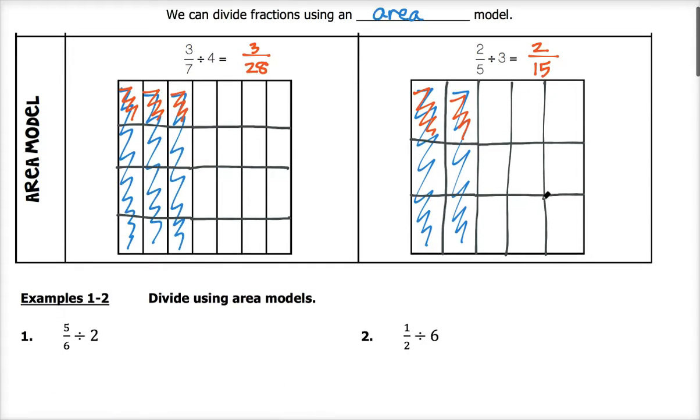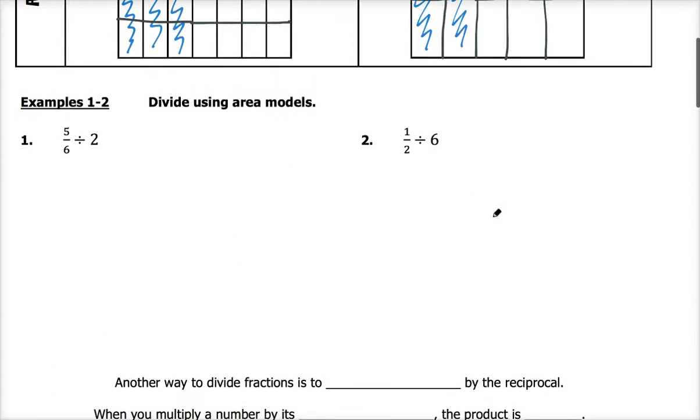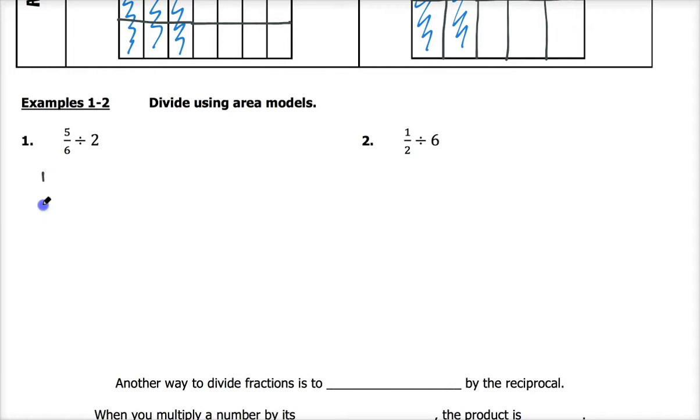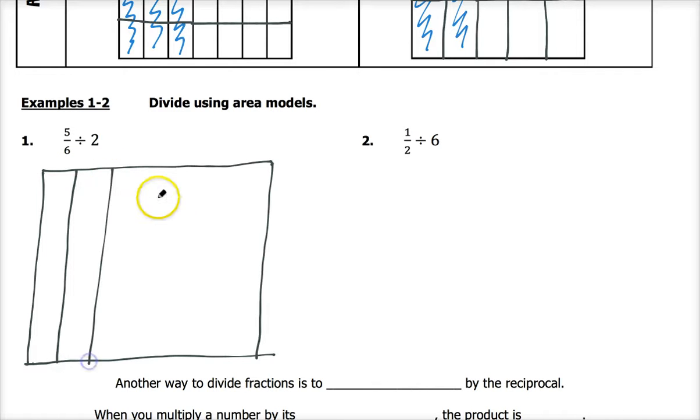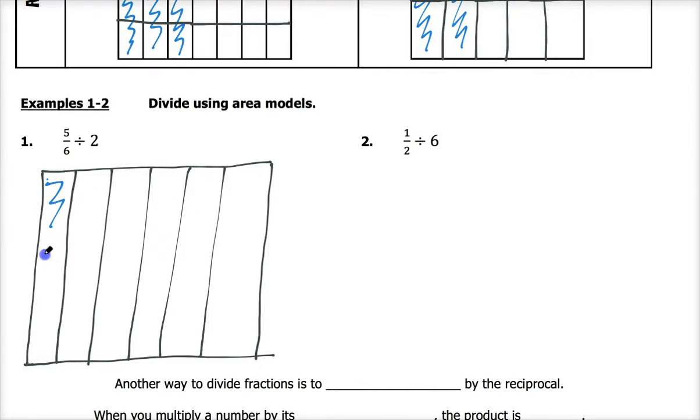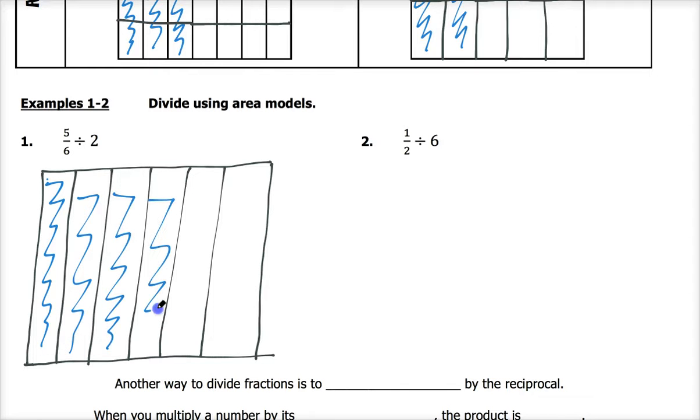So we're going to practice this now in these examples below using these area models. So 5/6 divided by 2. 5/6 divided by 2 means we're going to represent 5/6 first of all using this whole grid here. We're going to divide this grid into 6 equal pieces. And 5/6 would be 5 of those pieces. 1, 2, 3, 4, and 5.